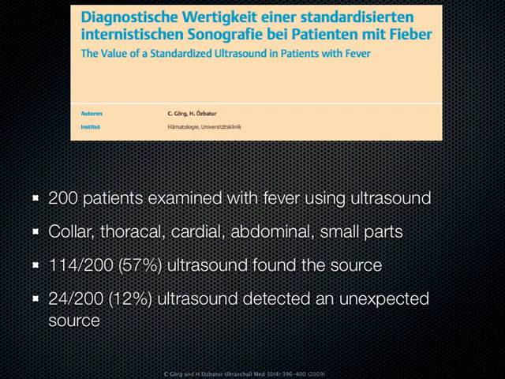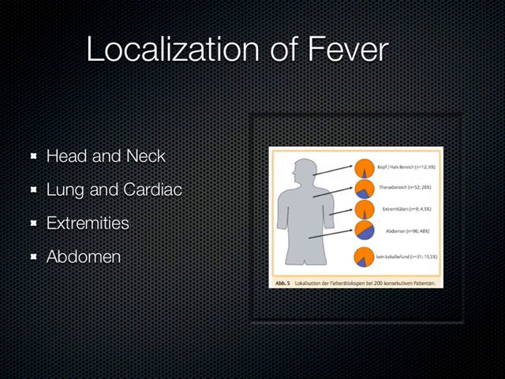I found an article on this, and it's in German, but it's kind of interesting. They took 200 patients with fever and evaluated them using ultrasound, covering the areas of the collar, thoracal, cardial, abdominal, and small parts. Out of these 200 patients, 57% of the time they were able to find the source using ultrasound, and 12% of the time the ultrasound detected an unexpected source they weren't even considering in the workup of their patients. So to expand on this, I'm going to walk through this stuff.